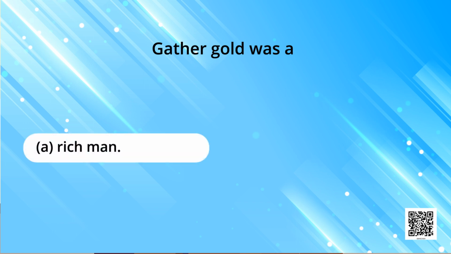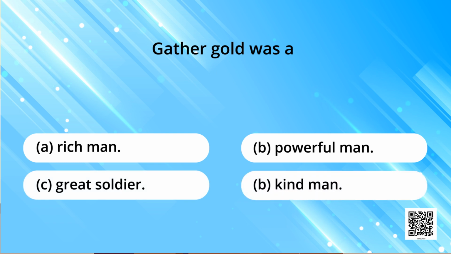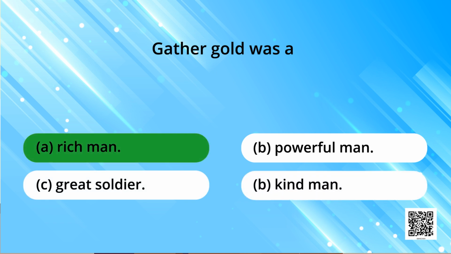Next, Gather Gold was a dash. Options are A, a rich man, B, powerful man, C, great soldier, or D, kind man. Yes? It's A, a rich man. Yes, Gather Gold was a rich man.